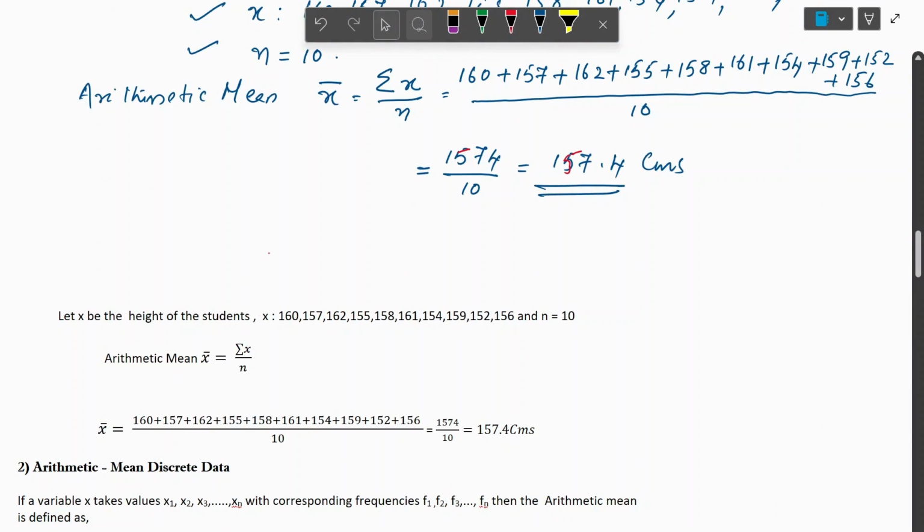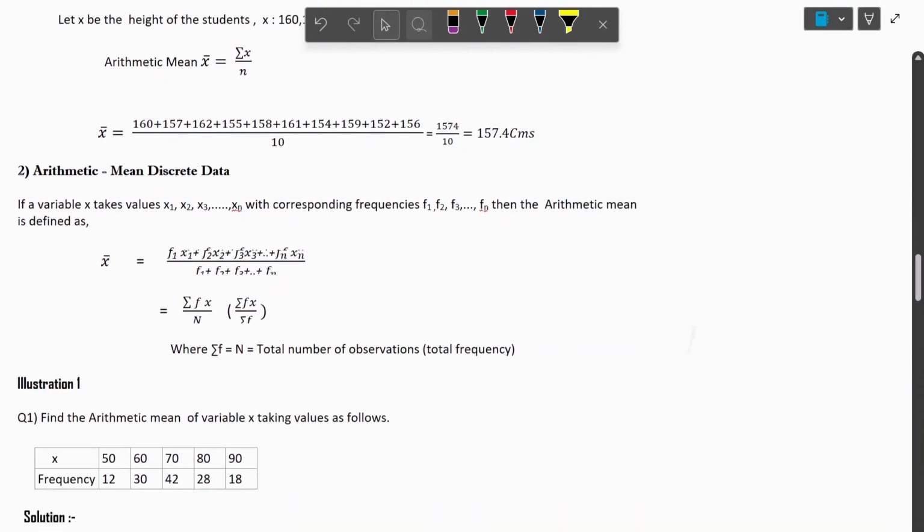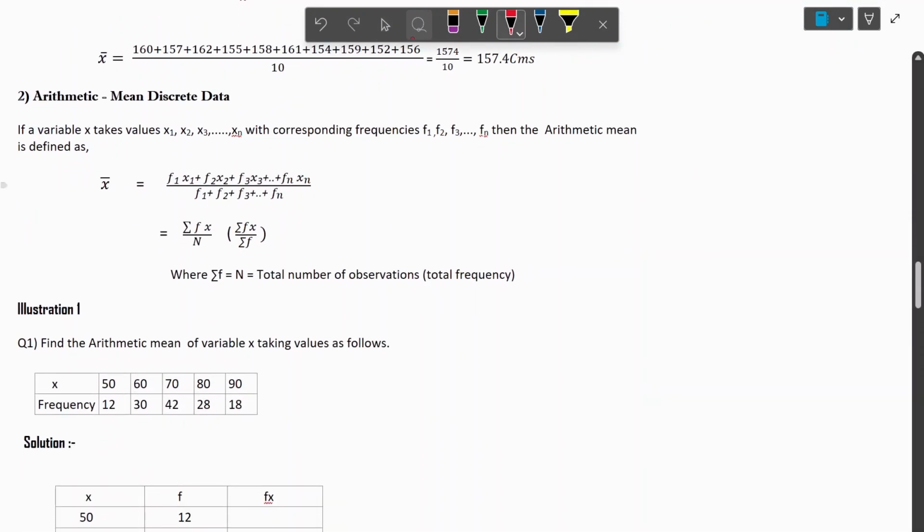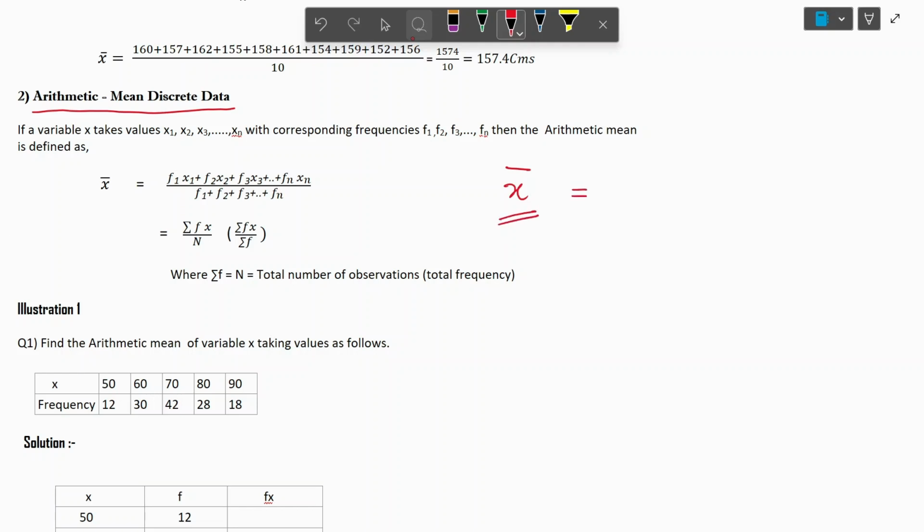Here I have shown the same thing. Now we will go to the next one, that is arithmetic mean for discrete data. Here the formula, first of all, try to understand. X bar is the same thing for representing the arithmetic mean in general. Now here x bar, what is the formula? It is again summation, but the only difference, because of discrete data, the frequency will come: f into x whole divided by sigma f.